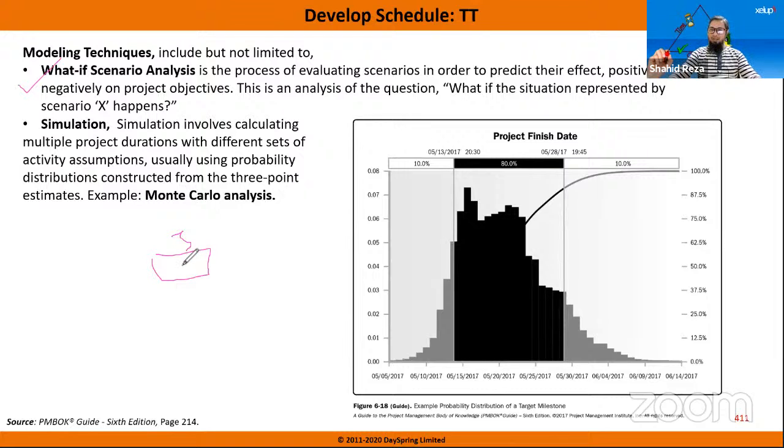This is what-if scenario analysis. What if one employee left the organization during the project, what will happen then? If the whole team loses productivity or motivation, then what will happen? This way, using a lot of data, you can find out the optimum duration of a task. That is known as what-if scenario analysis.